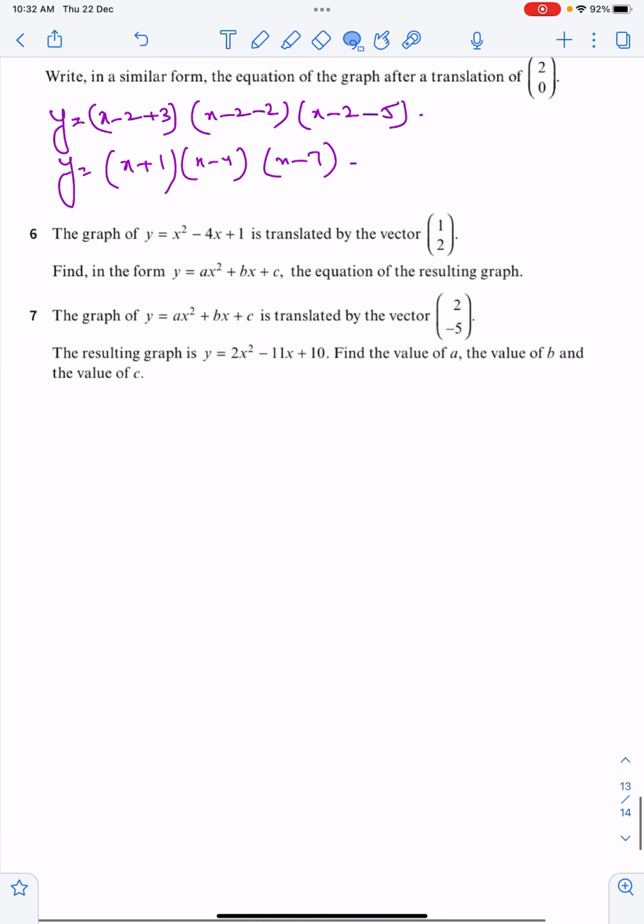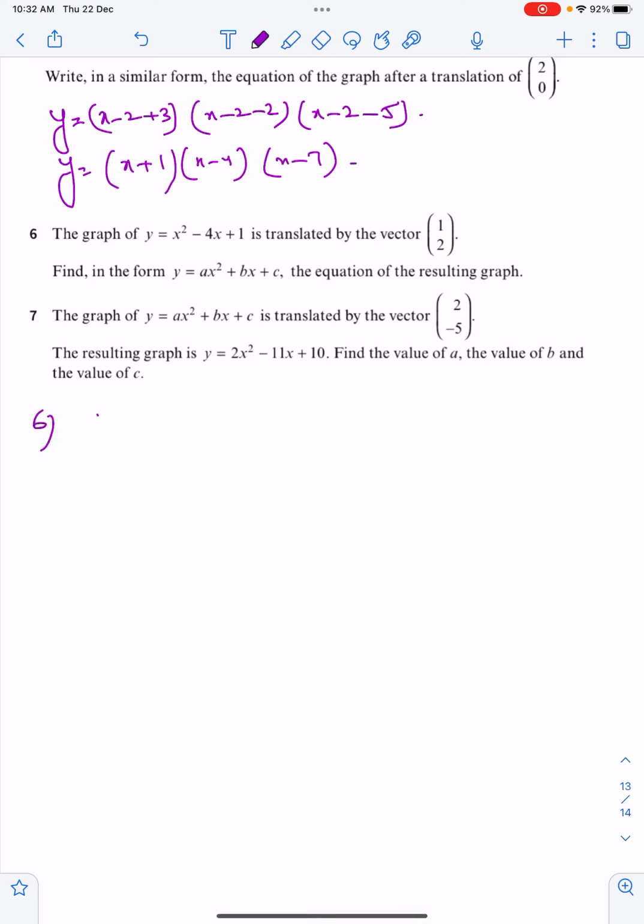The graph of y equals x squared minus 4x plus 1 is translated by the vector (1, 2). Find in the form the equation of the resulting graph. You know that there is a horizontal movement of 1 unit onto the right, that means in place of x I am going to put x minus 1, and vertical movement of plus 2, that means after you solve that you have to add a 2 in the end.